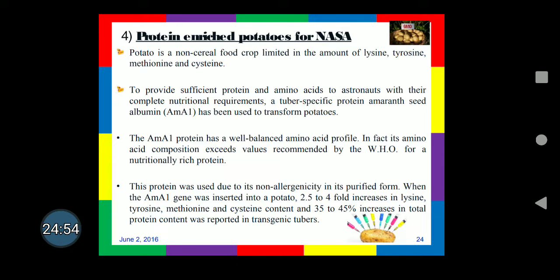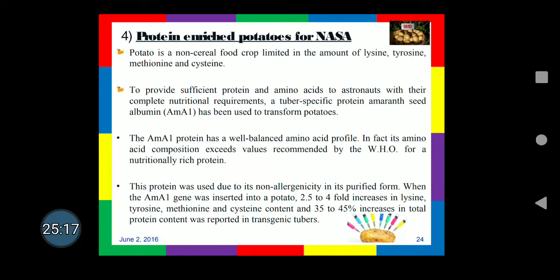The AMA1 protein has a well-balanced amino acid profile. In fact, the amino acid composition exceeds the values recommended by WHO for a nutritionally rich protein. This protein was tested for its non-allergenicity in the purified form.